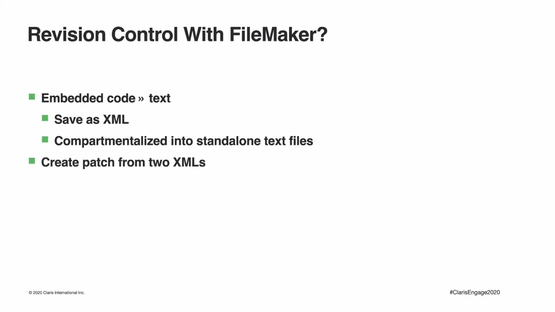Then we would need a way to compare 2 XML files, for example, one from our development environment and the other from production, and create a patch file that represents just the changes that were made to the code. If you're familiar with diff tools, these are tools that compare text files and highlight the differences, you may be thinking, well, can't we just use something like that? Unfortunately, because of the way the information in the XML files is structured, it's not as simple as that.